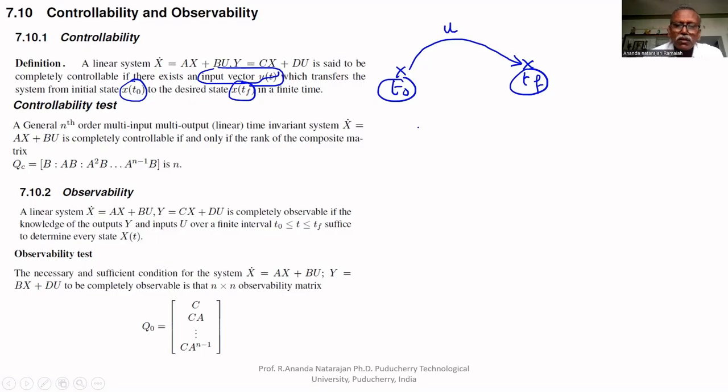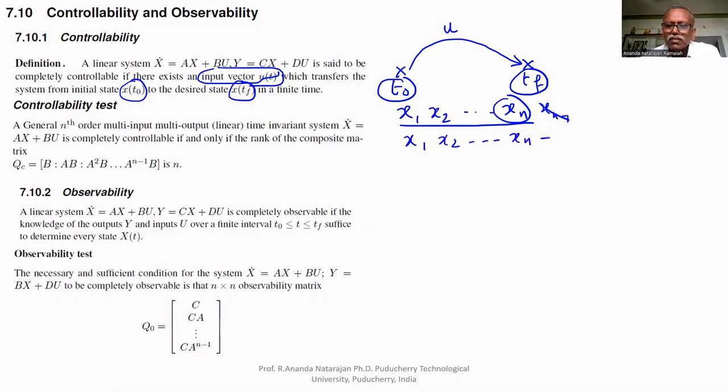Completely controllable means all state variables x1, x2, etc., xn are controllable, then the system is said to be completely controllable. Otherwise, partially controllable. Suppose you cannot control xn, but x1 through xn minus 1 you can control, it's not completely controllable. Similarly, if we can observe x1, x2, etc., xn, then the system is said to be completely observable.